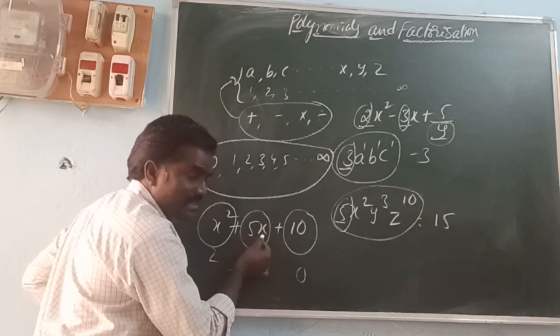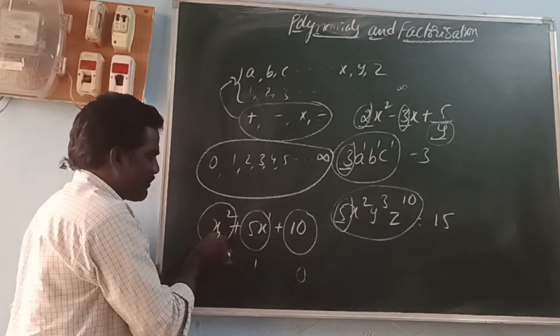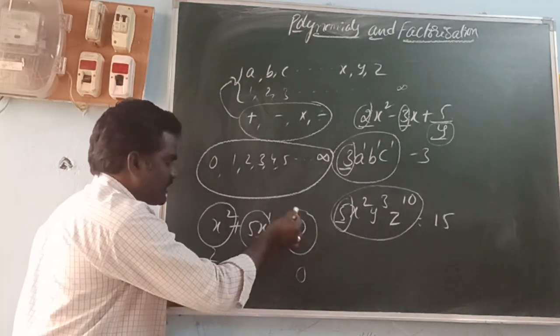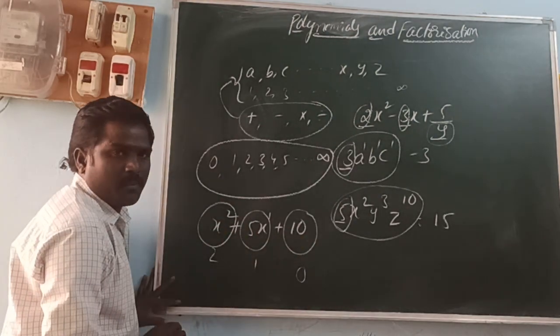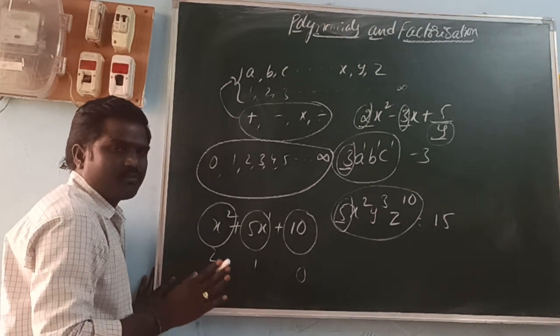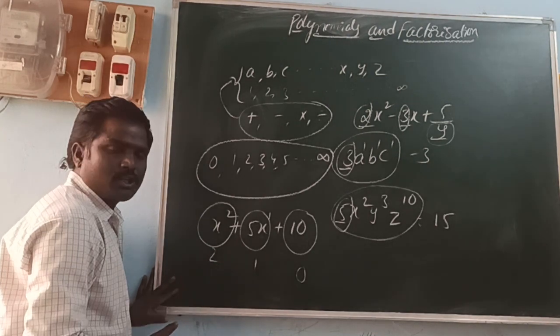Here what is the variable? X. X power is how much? 1. Here it is a term. X power is how much? 2. So this is called what? Polynomial. The degree of terms of an algebraic expression is non-negative integer.